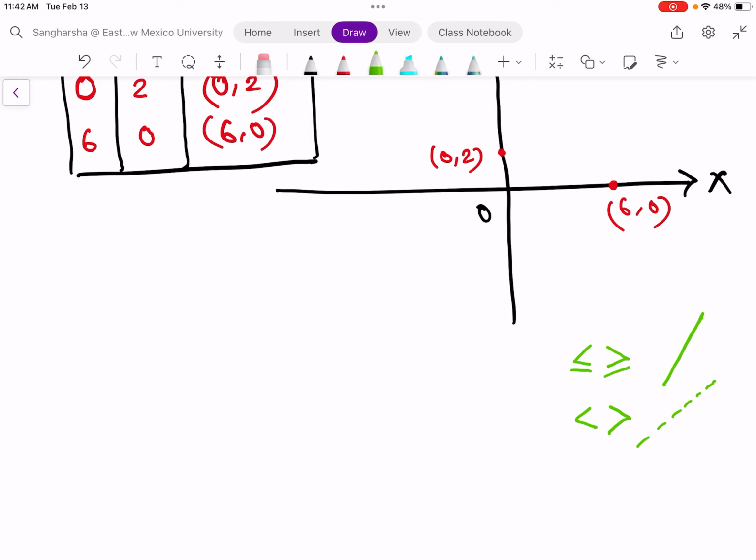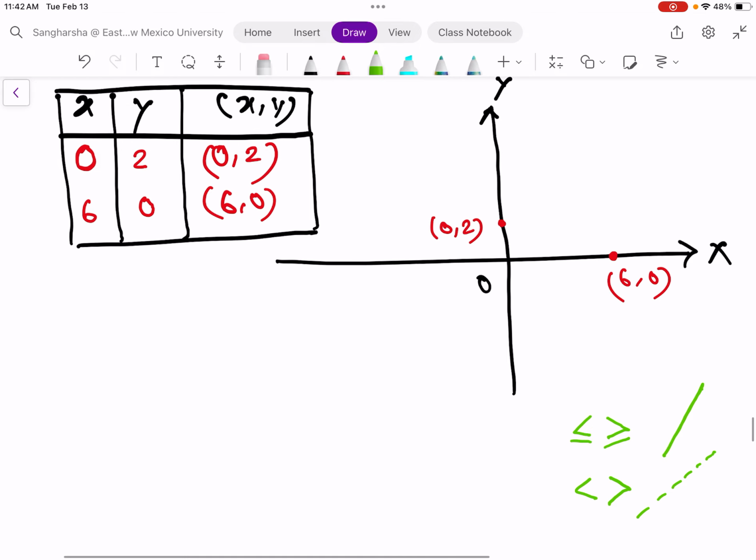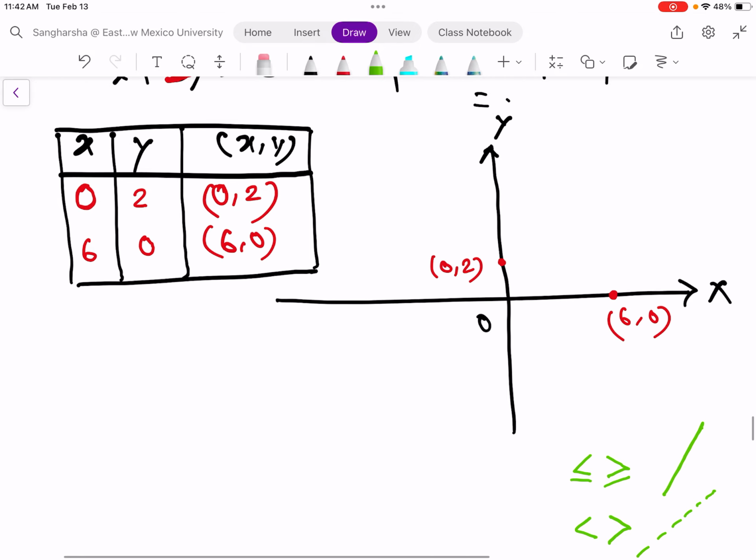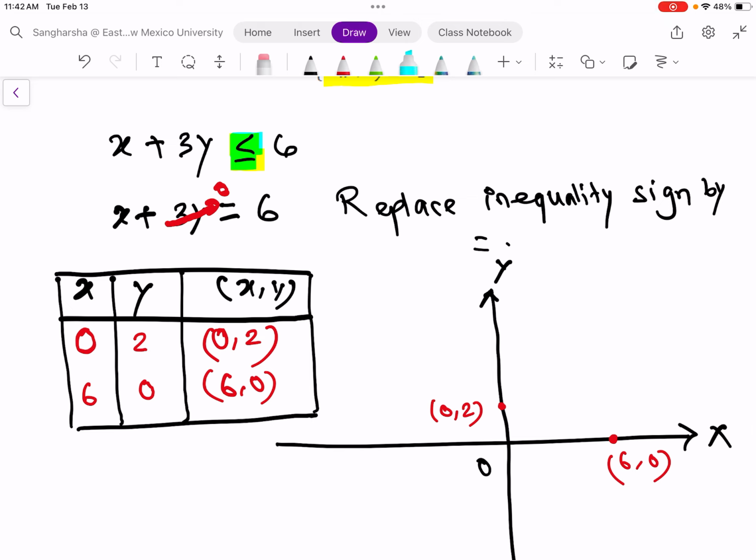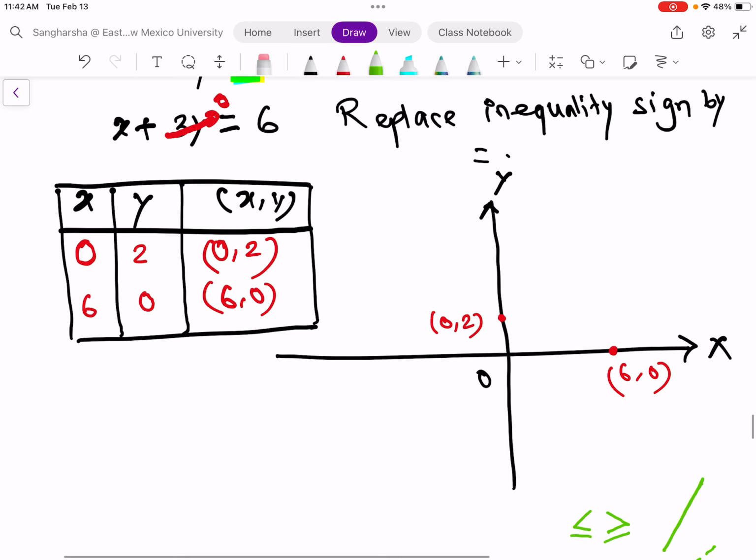Now in our case, do we use a solid line or a broken line? Solid. And the reason is, here we have x plus 3y less than or equals to, so we connect these 2 points by a solid line. Now why are we having 2 different lines, solid for the equals to and broken for strictly less than? What does it mean to us? Any guesses? Whether the points on those lines are included in the inequality or not included.